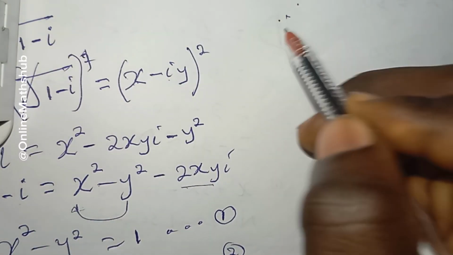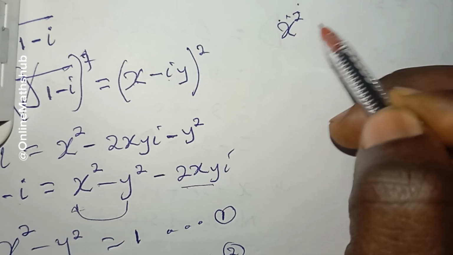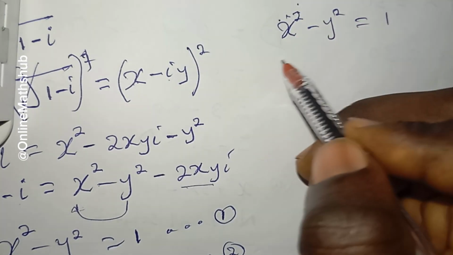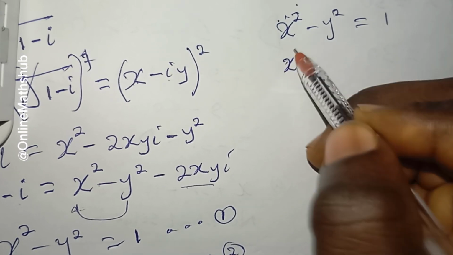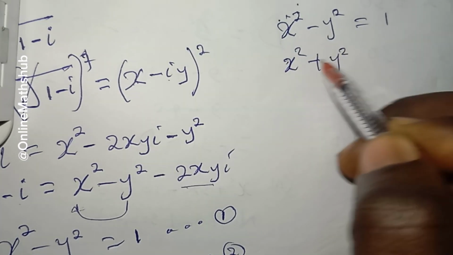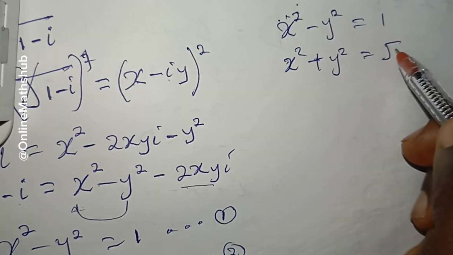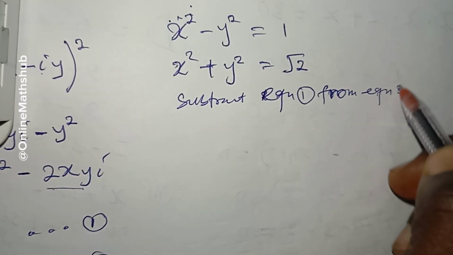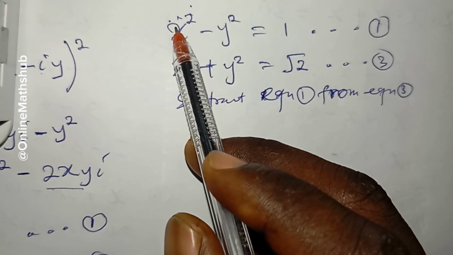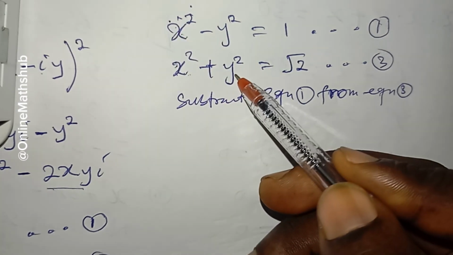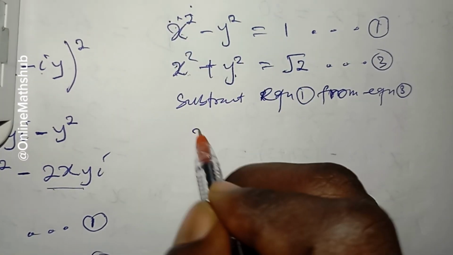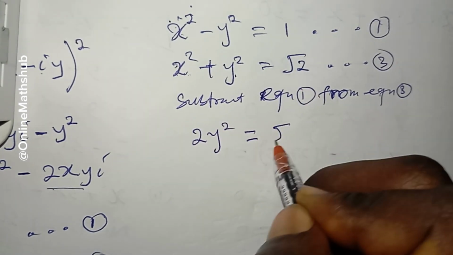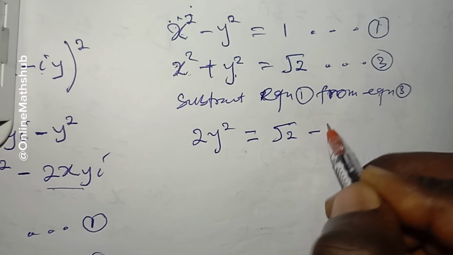Equation 1 we have is x squared minus y squared is equal to 1, and the third equation is x squared plus y squared is equal to root 2. Subtract equation 1 from equation 3. x squared minus x squared is 0, and y squared minus negative y squared gives us 2y squared is equal to root 2 minus 1.